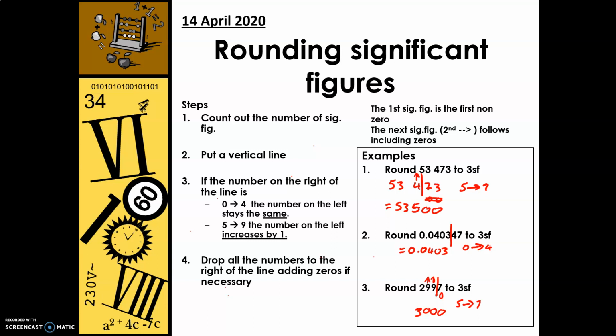The importance of significant figures is that generally in maths we like to have final answers to 3 significant figures. So even if something doesn't have decimal places or anything like that, we can write our answers rounded to those 3 significant figures.